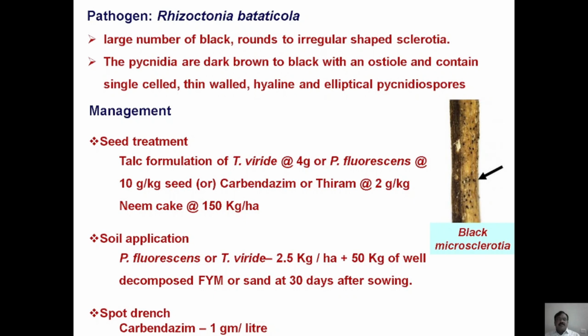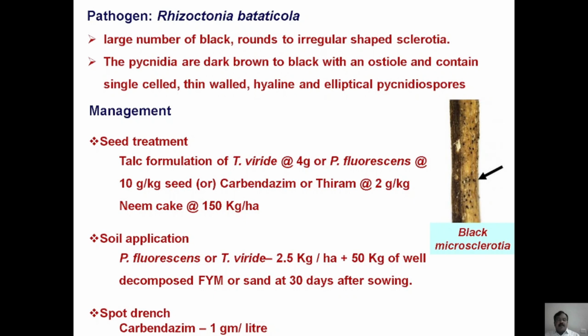So to manage this disease, before sowing, go for seed treatment with the chemicals like carbendazim or thiram at the rate of 2 gram per kg, or biocontrol agents like Trichoderma at the rate of 4 gram per kg, or Pseudomonas fluorescens at the rate of 10 gram per kg, which is helpful in reducing the disease incidence.